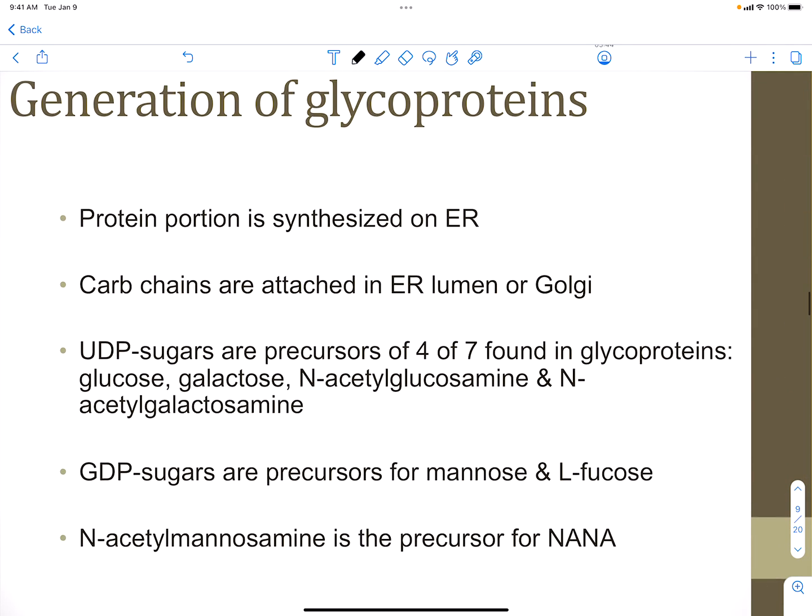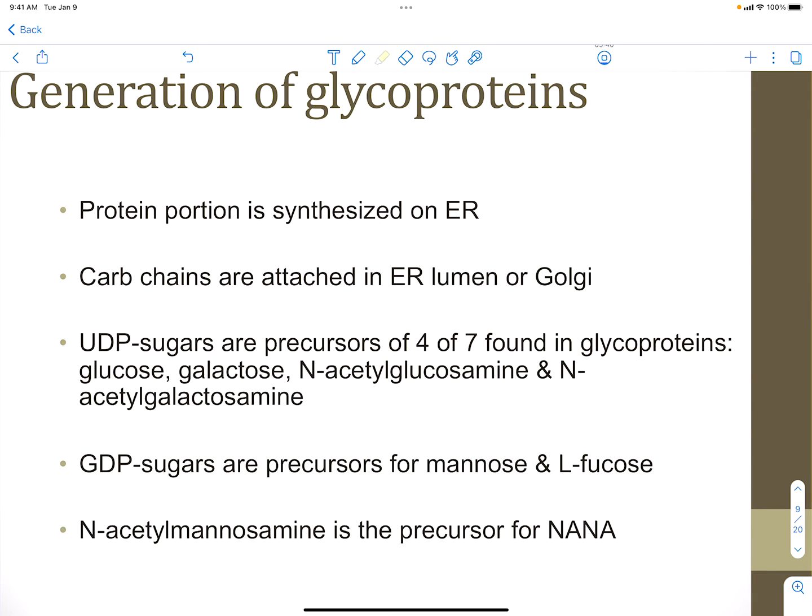Now for glycoproteins, of course, this is all post-translation, so the protein is going to get synthesized on the endoplasmic reticulum, as all proteins do, and then the carb chains are going to be attached either in the ER lumen or in the Golgi. In some cases, it can be also in the cytoplasm.